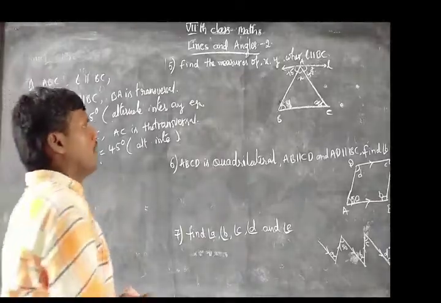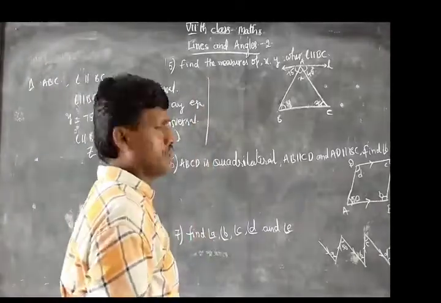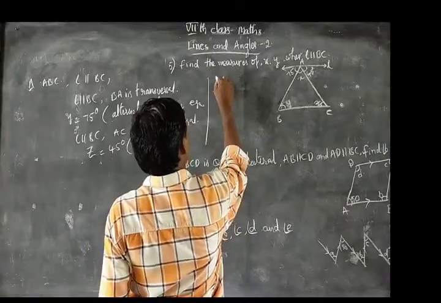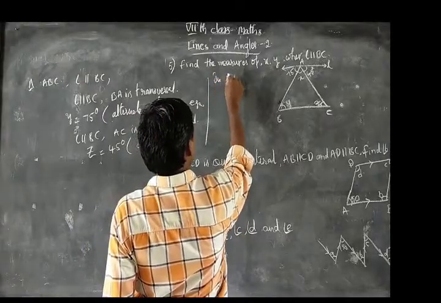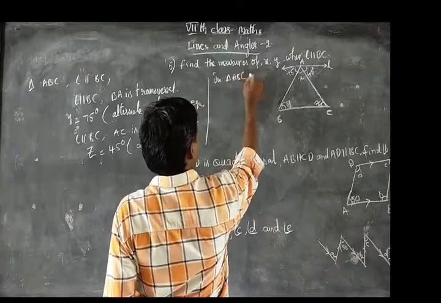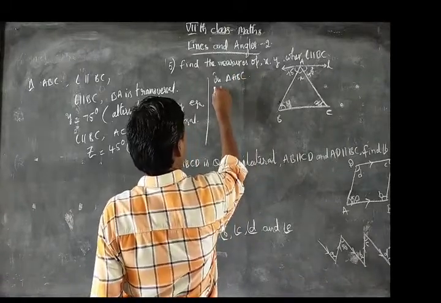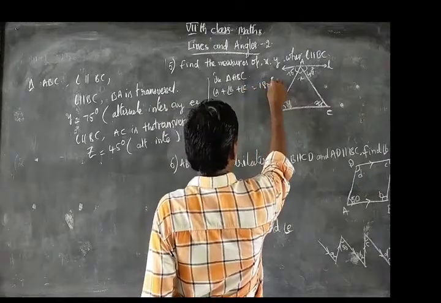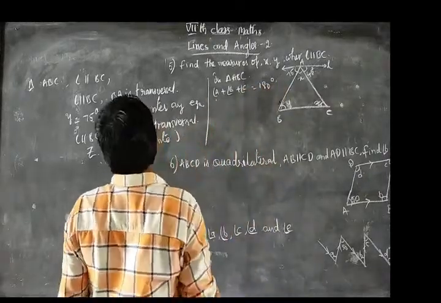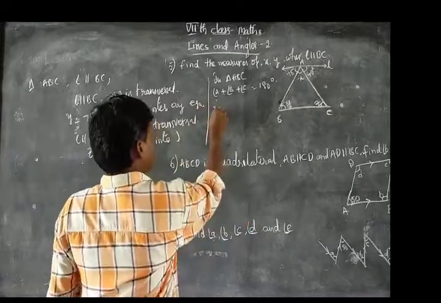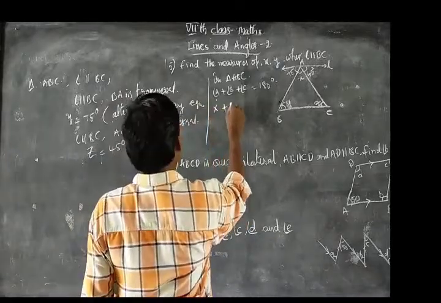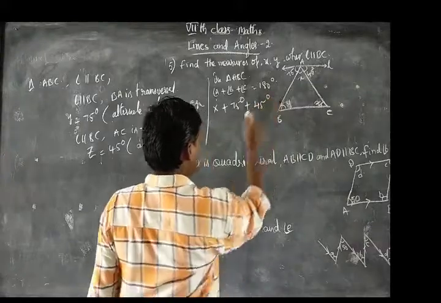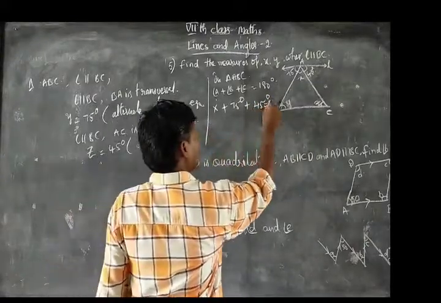By using the sum of three angles equal to how much? 180 degrees. We can find that in triangle ABC, the sum of three angles, angle A plus angle B plus angle C, is equal to 180 degrees. Angle A, how much is it? X degrees. X plus angle B, 75 degrees, plus 45 degrees, angle C. So which is equal to how much?